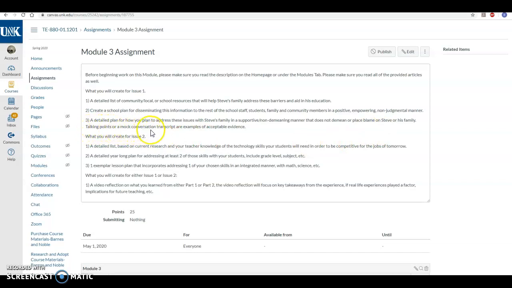These are examples. Talking points or a mock conversation transcript are examples of acceptable evidence. If you come up with something else, that's fine. And this is an example, right? Example. If you come up with something better and you want to run with it, go for it. If you feel the need to address it with me first, that is fine.